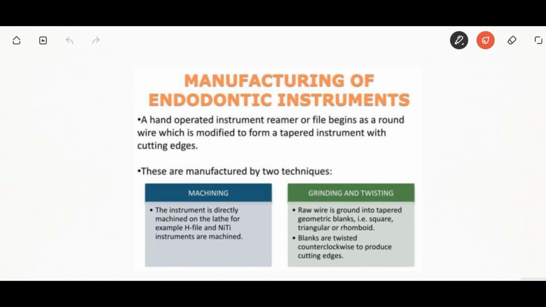Now coming to the manufacturing of the endodontic instruments. There are two techniques by which the endodontic instruments can be manufactured, that is either through machining or grinding, or twisting. In machining, the instrument is directly machined on the lathe. For example, H-file and Nite instruments are machined, whereas in grinding, the raw wire is ground into tapered geometric blanks, that is square, triangle or rhomboid. These blanks are twisted counterclockwise to produce the cutting edges.